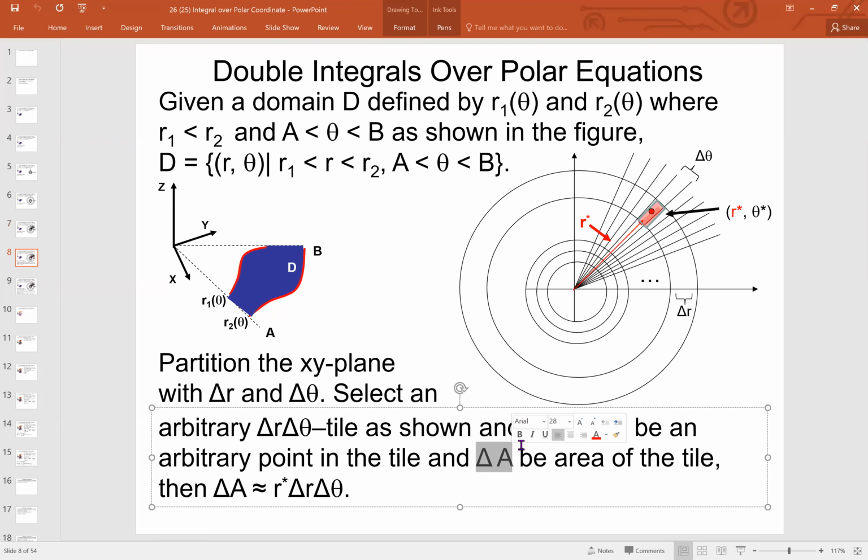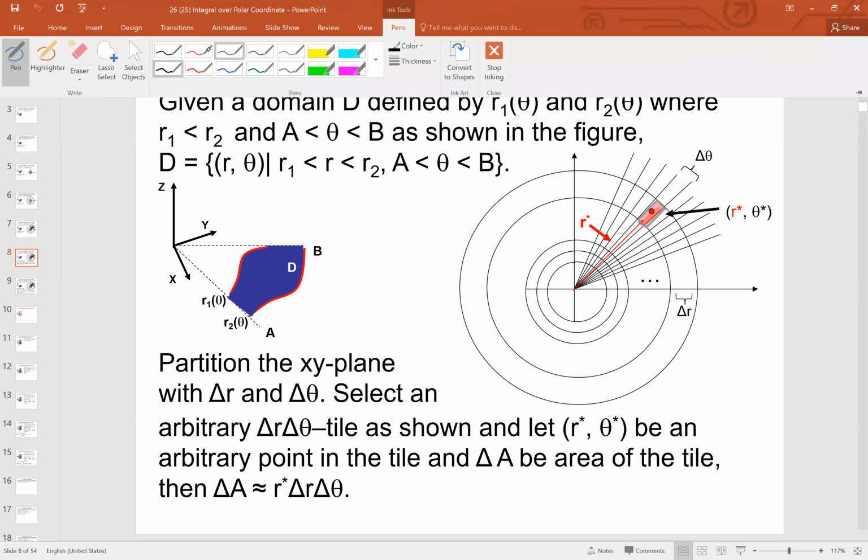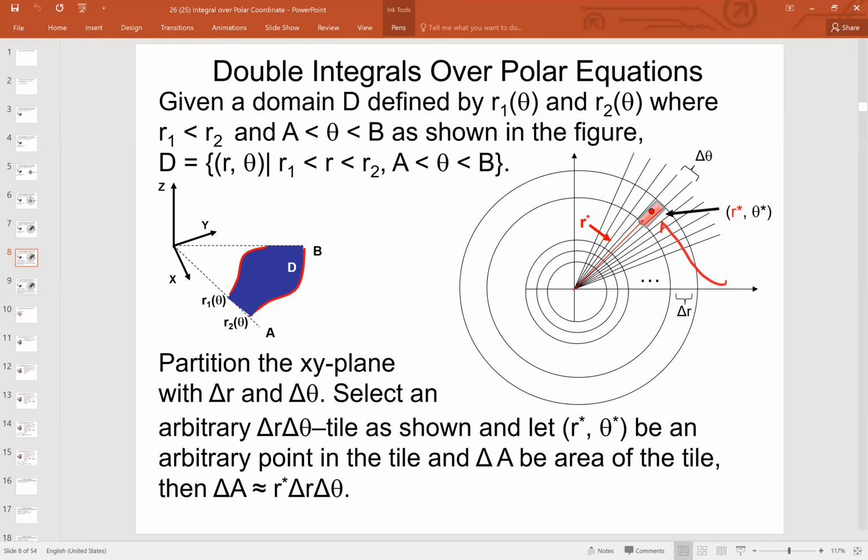And the answer from last sections before, we see that the area, delta A, is approximately equal to r star, which is some point, any point just inside the shape, the distance to the shape, times dr and d theta. So we have this differential relationship telling us approximately how large this piece is. So approximately area is r times dr d theta.